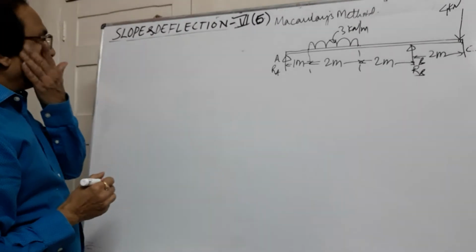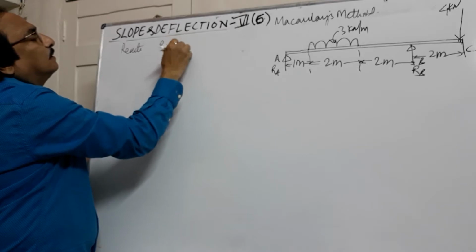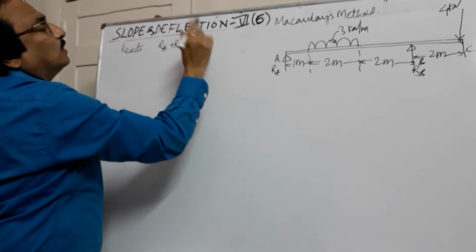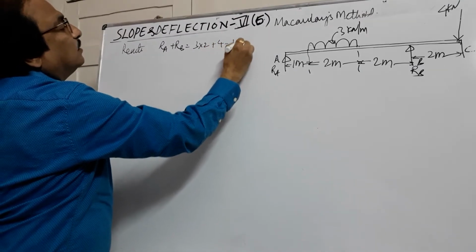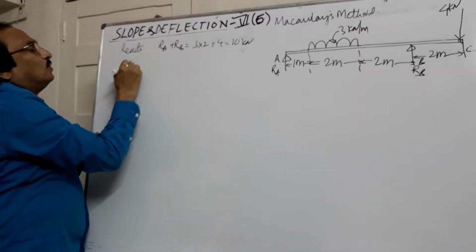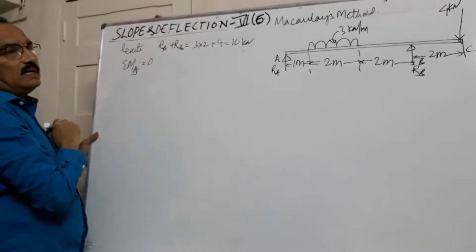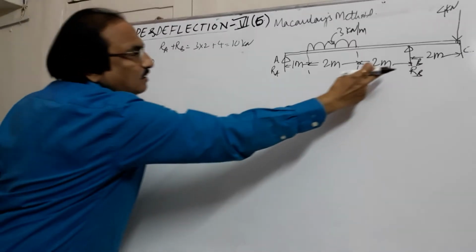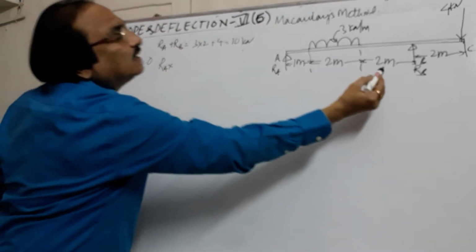Now let us find out the reactions. For that we know RA plus RB is equal to the total load, which is 3 into 2 downward load and another 4. So this will be equal to 10 kilonewton. Let us take moment about B and equate it to 0. It will be RA into the perpendicular distance, which is 2 plus 2 plus 1, 5 meters.